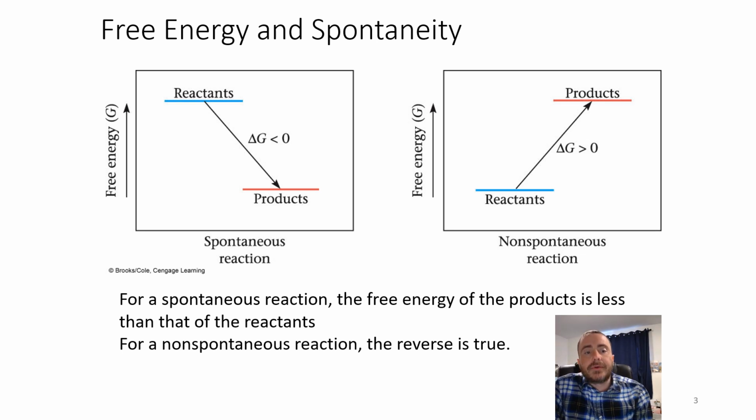And we know that if we have a negative delta G, if the reactants have higher Gibbs free energy than the products, then that's spontaneous. If my reactants have a lower free energy than the products do, we have a positive delta G, then that is non-spontaneous.